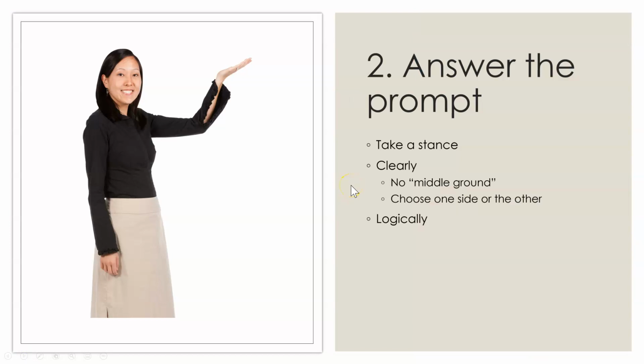Step number 2, answer the prompt. We talked about this last week. Make sure that you simply answer the question. What is it that you're being asked in the assignment? Now, make sure that you answer it. Going back to what is a burrito, your thesis statement, simply answer that question. So likewise, for your argumentative essay, look at the question, look at the prompt, see what it is that you're being asked, and answer it.